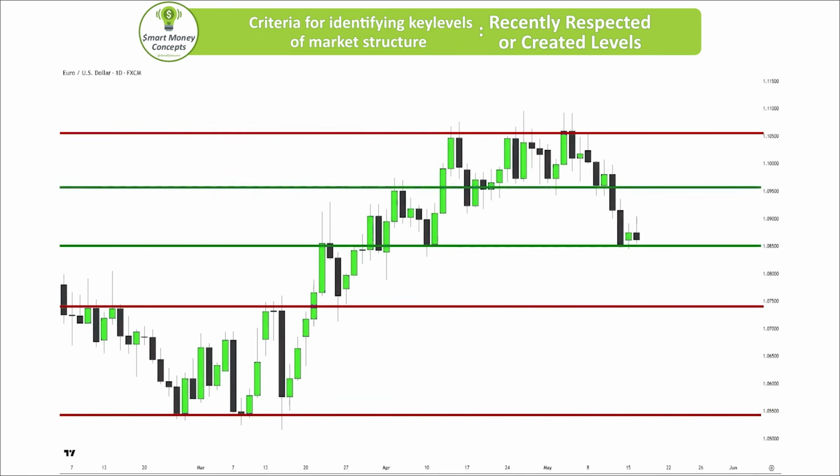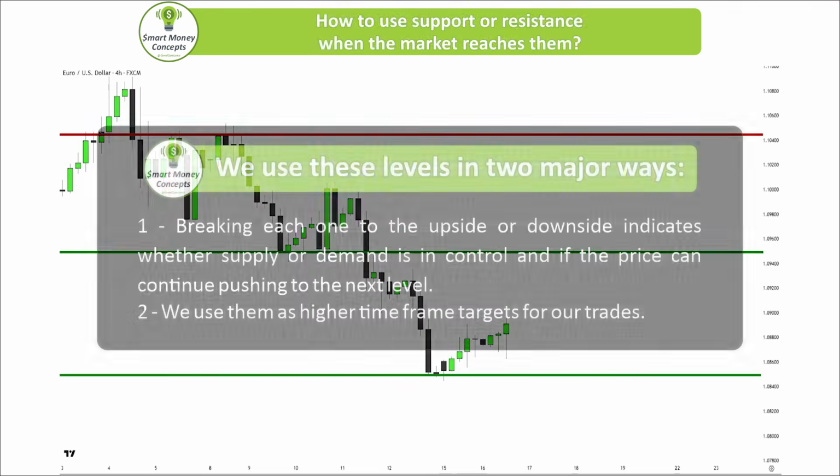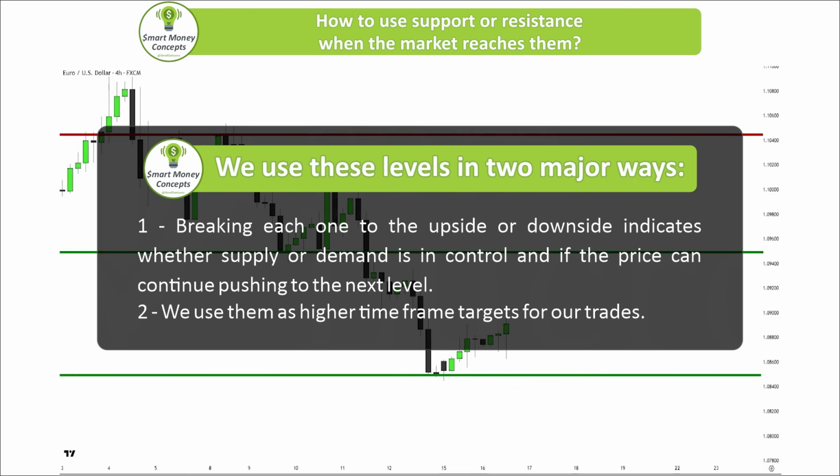Now, with all that being said, let's zoom into the 4-hour time frame to continue our analysis, where smart money concepts come into play. On the 4-hour chart, we have both weekly and daily levels visible. Each of these levels can act as strong support or resistance when the market reaches them. We use these levels in 2 major ways. First, breaking each one to the upside or downside indicates whether supply or demand is in control, and if the price can continue pushing to the next level. Second, we use them as higher time frame targets for our trades.